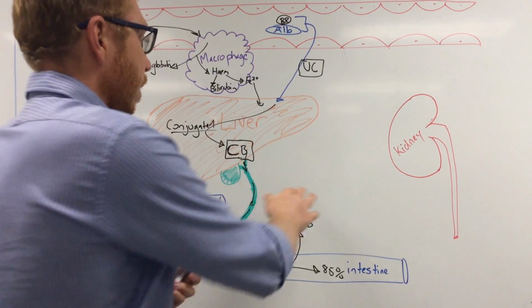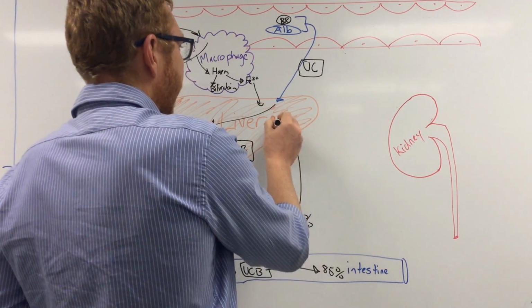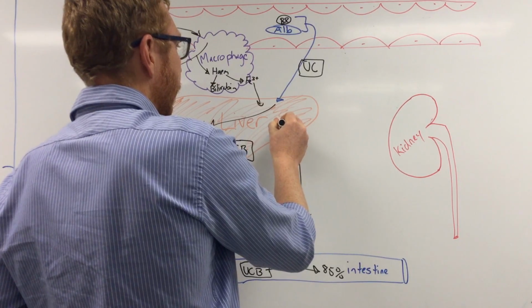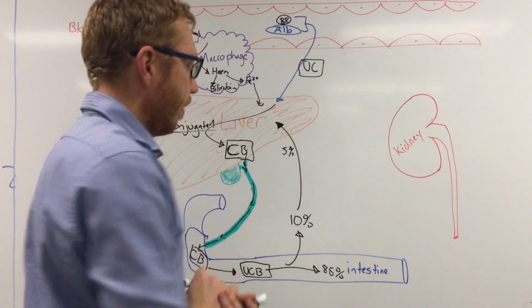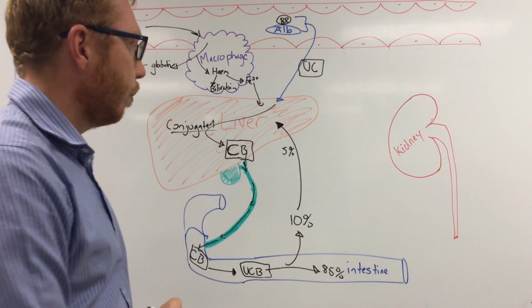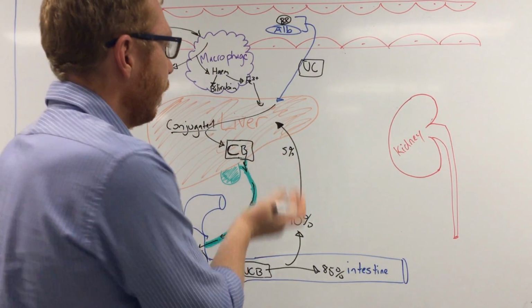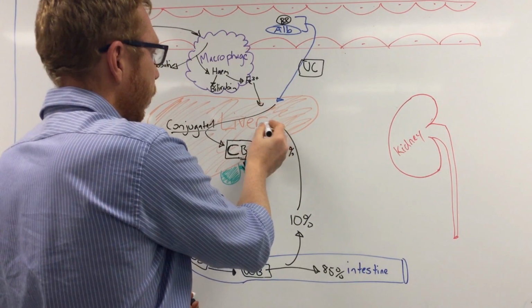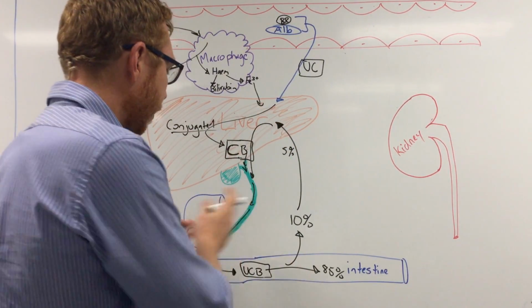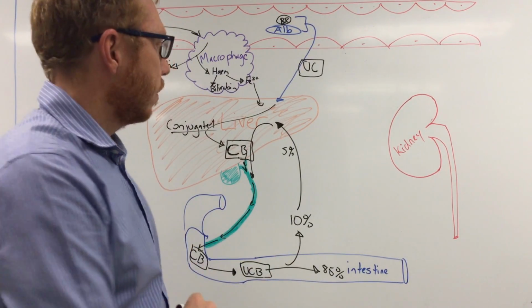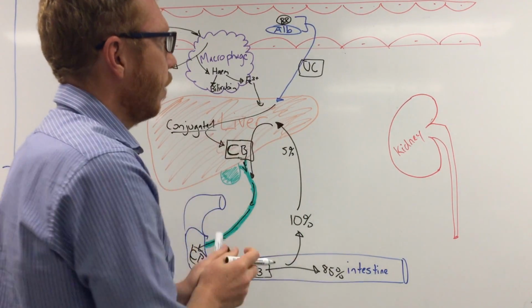So this 5% will go back to the liver. So 5% of that unconjugated bilirubin, or the urobilinogen, will be put back into the liver, which then will go through again, and that does another cycle back into this and so forth. So that's that 5% of the 10%.